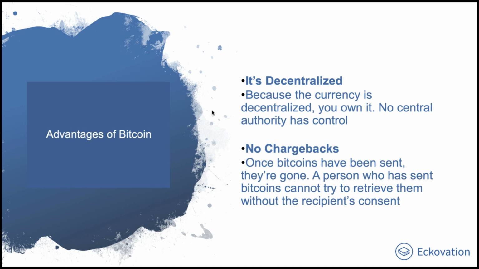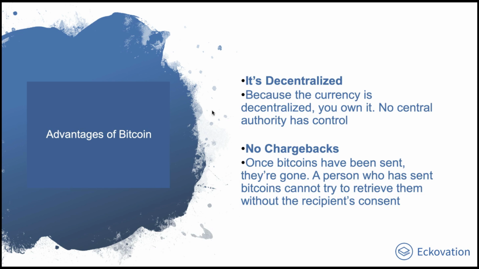There are no chargebacks. Once the Bitcoins have been sent, they are gone. A person who has sent Bitcoins cannot retrieve them without the recipient's consent. In today's scenario, banks can reverse transactions. There are many transactions done from stolen credit cards or stolen debit cards, and those transactions are then reversed by the bank. The person who sold his item and received payment from the fraudulent credit card transaction is at a loss. But that's not the case with Bitcoin. In Bitcoin, first of all, you control your money, so there's no point in you losing your money to credit cards or debit cards.